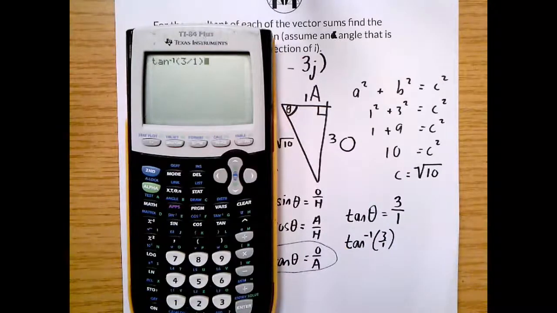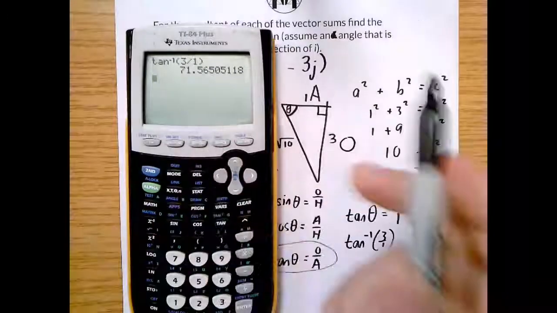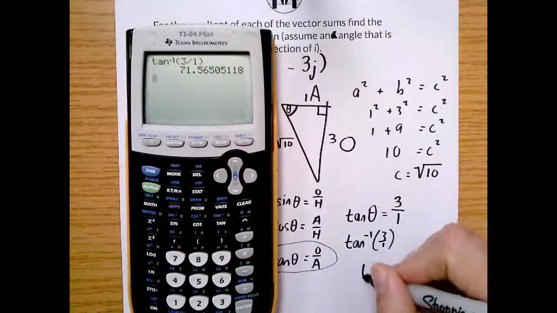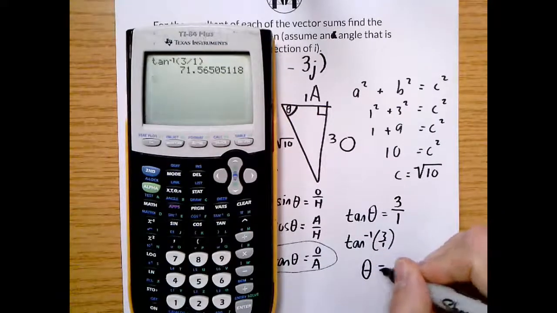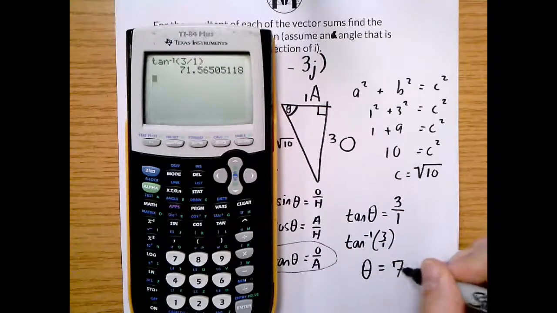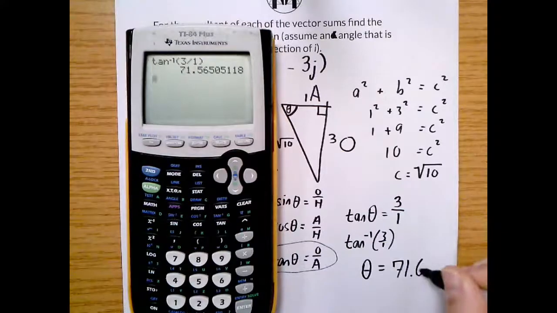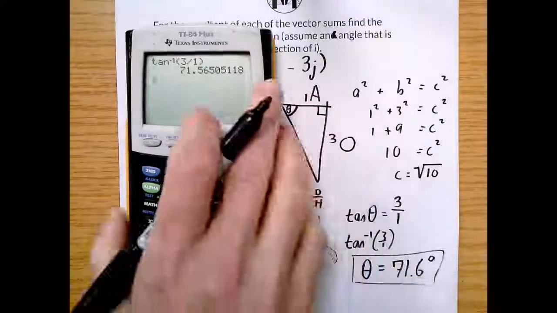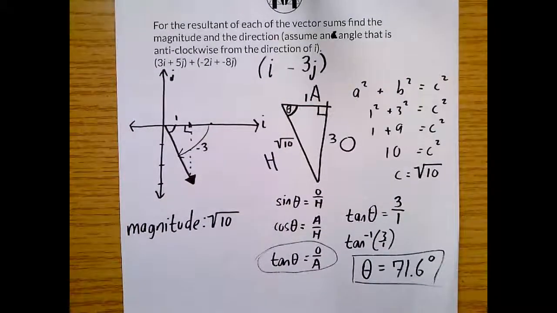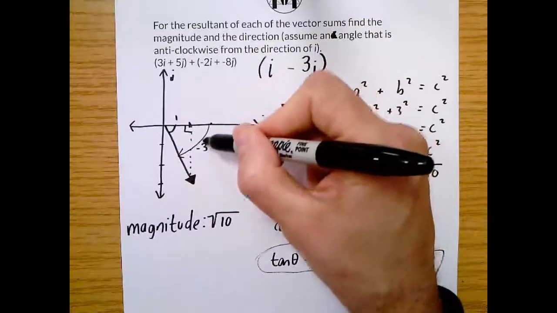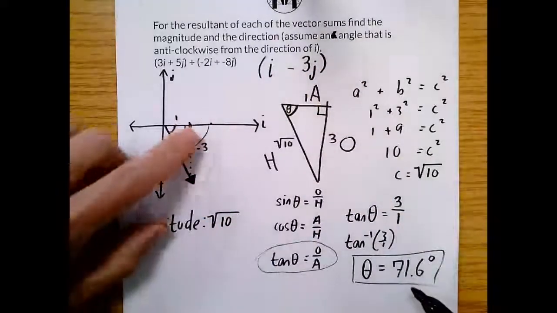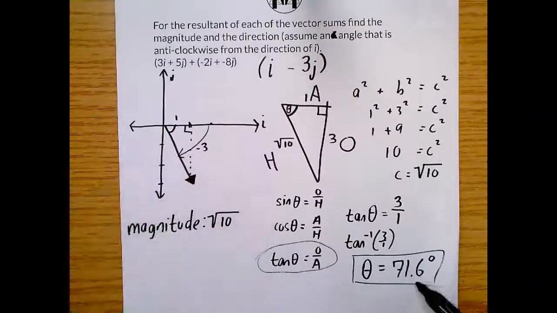Now, make sure your calculator is in degree mode, hit enter, and voila, you get 71.565, and so on. We're going to go to 3 sig figs, so our theta, our angle value, is 71.6 degrees. There you go. You can do a quick check to make sure your answer makes sense. If we started here and swung down, we would get almost to 90, but not quite. So that does look about like 71.6 degrees.